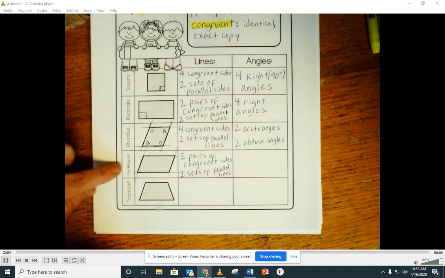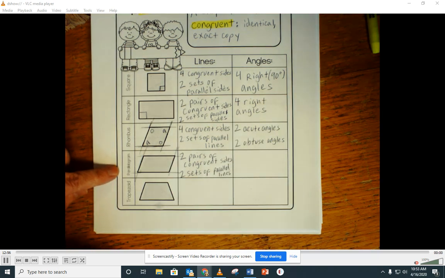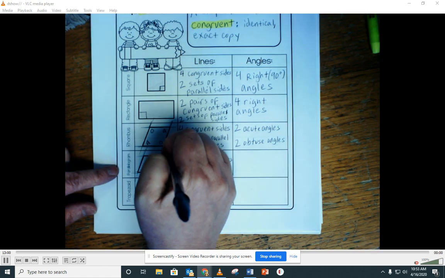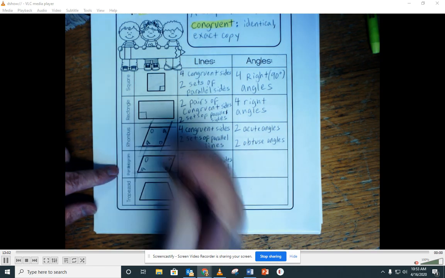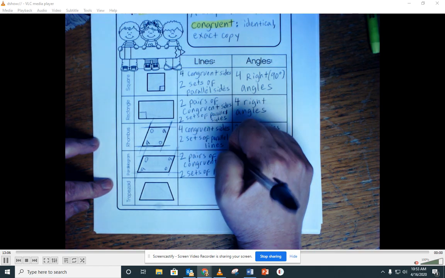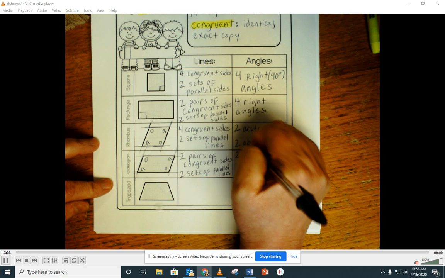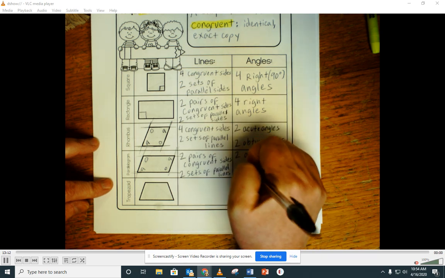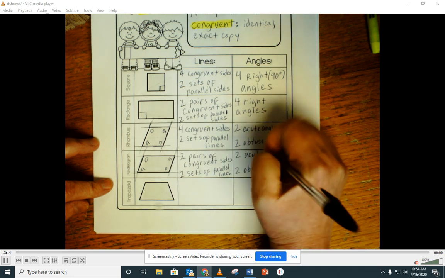And what kind of angles do we have? Again, we have 2 acute angles and 2 obtuse angles. 2 acute, 2 obtuse.